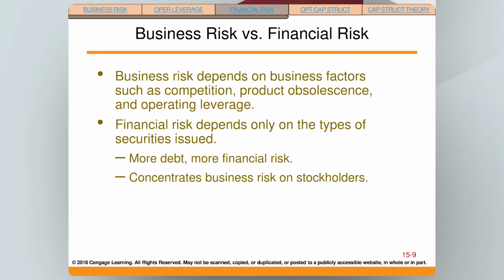So, ano pa kakaiba ng business risk and your financial risk? Sige nga, ano pa kakaiba ng dalawa? Business risk depends on the business factors such as competitions, product obsolescence, and operating leverage. Ang dami, no? Yan yung mga pagkakaiba ng business risk and financial risk. While financial risk naman, it depends only on the types of securities issued.